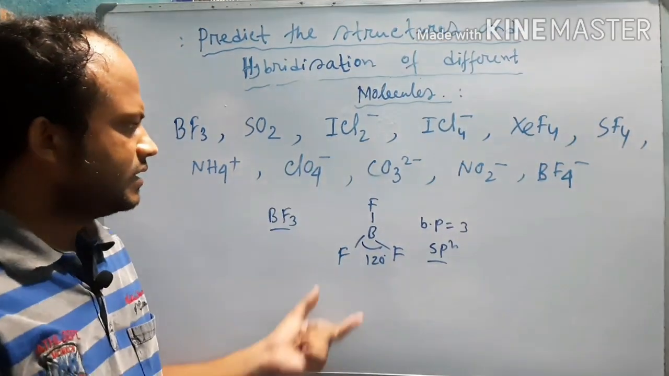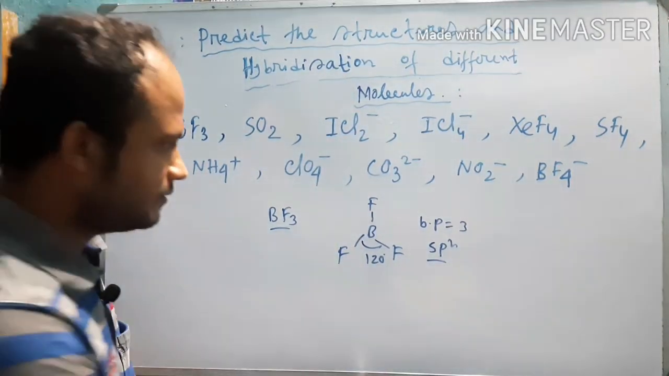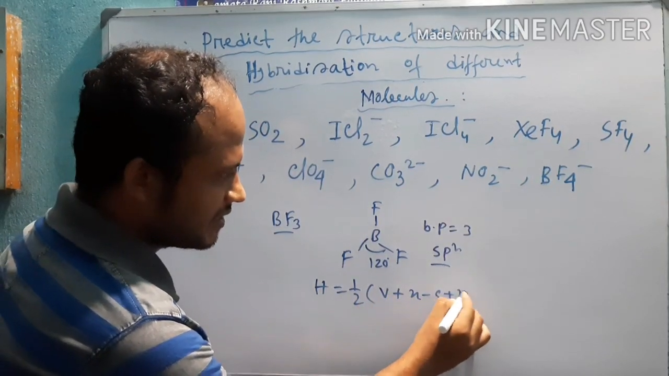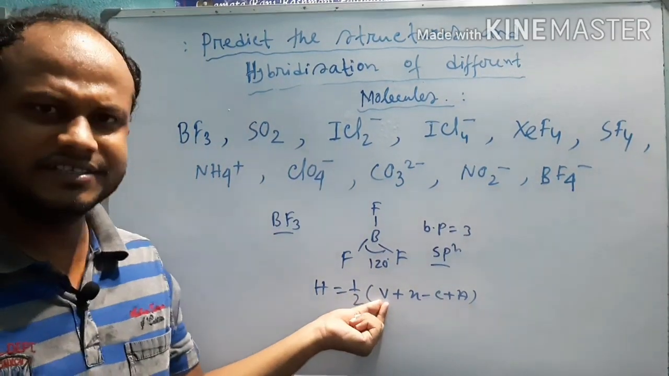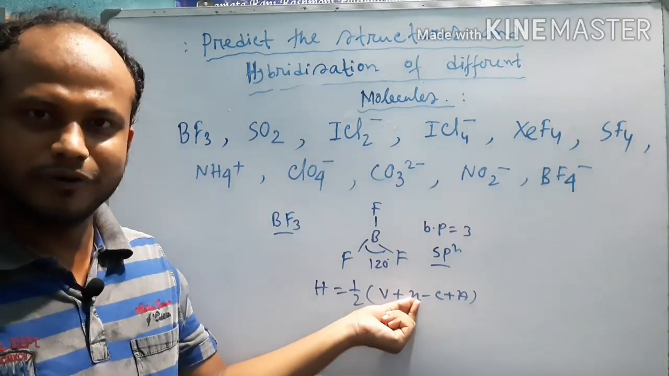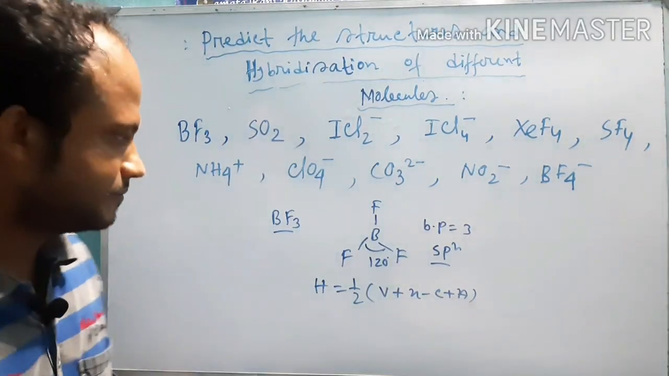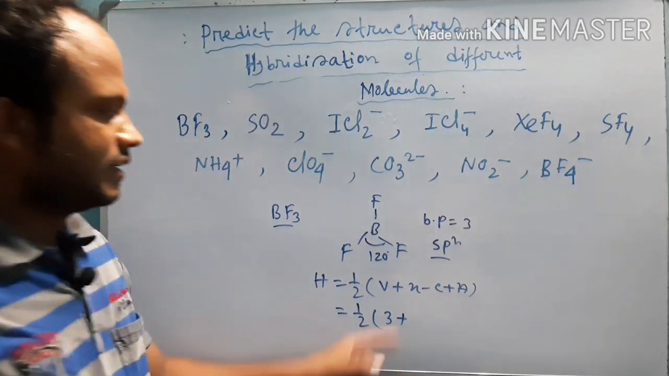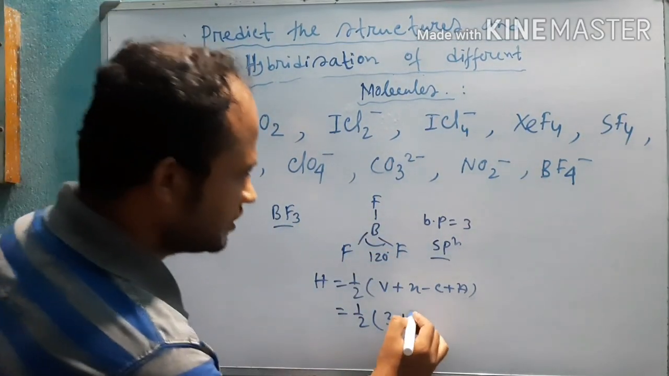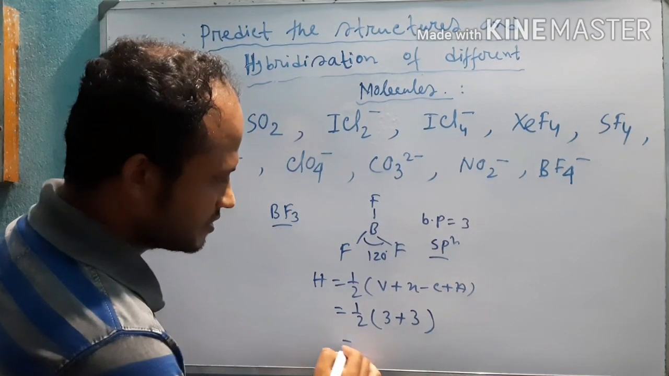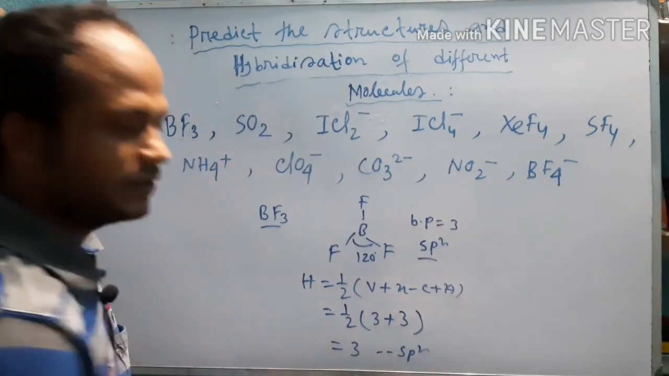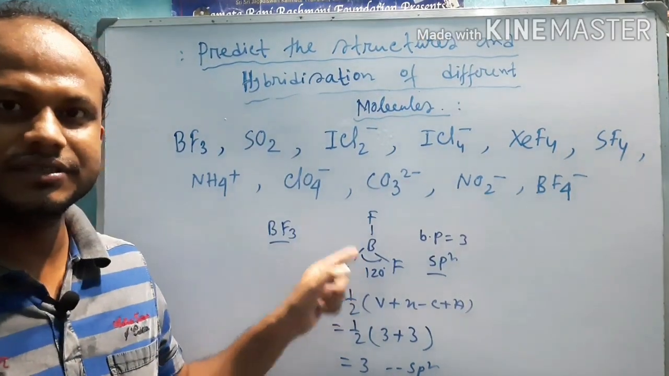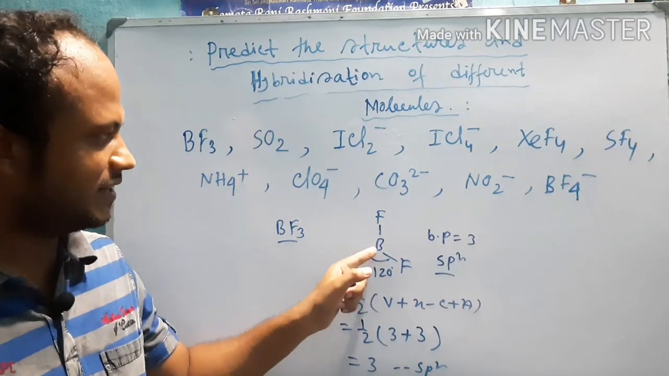Understand? If you want to find the hybridization with a formula, you can use this formula: half of V plus X minus C plus A. V is the valence electron number, X is the number of monovalent atoms, C is the cation and A is the anion. Here the valence electron number of boron is 3, the monovalent atoms are 3, cation and anion 0. So 6 halved is 3, that is sp2. Since this structure is sp2, it is a planar structure. Okay.